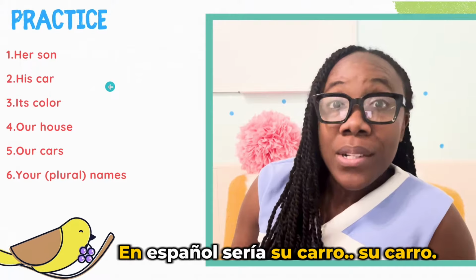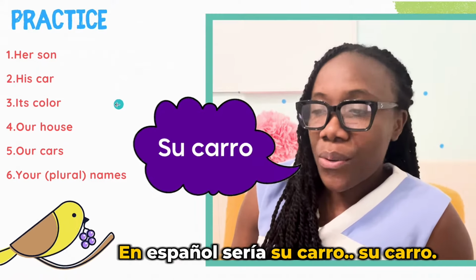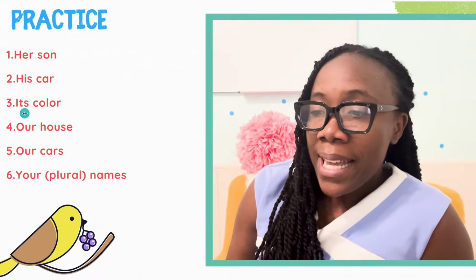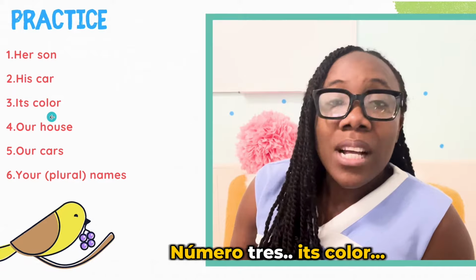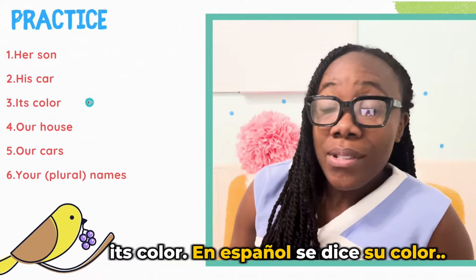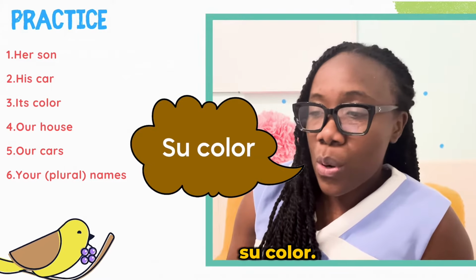Número dos dice his car. En español se dice su carro. And again, his cars would be sus carros. Número tres, its color. En español se dice su color.